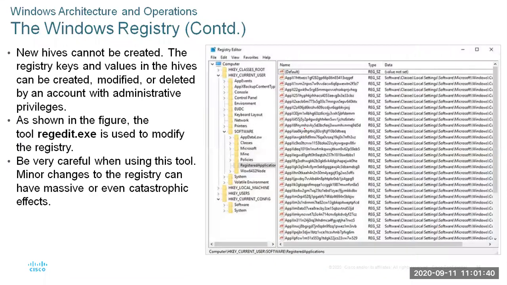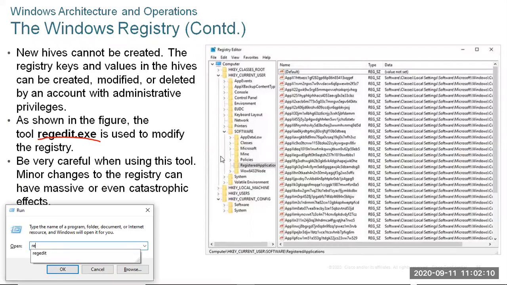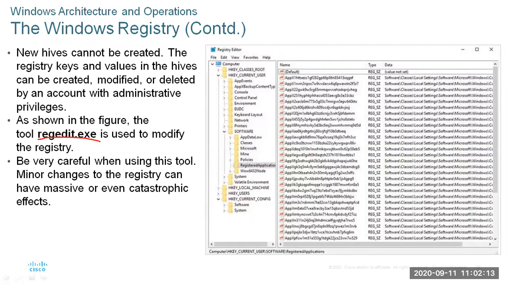So this is how the registry looks. New hives cannot be created. The registry keys and values in the hives can be created, modified, or deleted by an account with administrative privilege. As shown in the figure, the RegEdit, that is registry editor, is used to modify the registry. Be careful when using this tool, as minor changes can cause problems. So all I need to do is come here, look for it, and launch it.